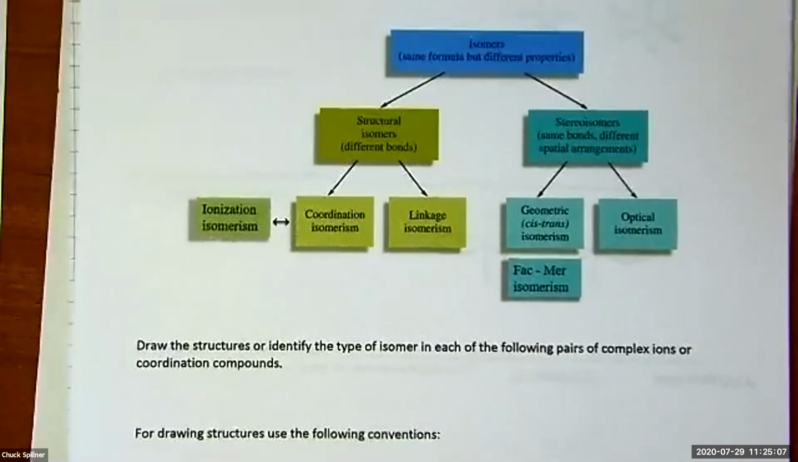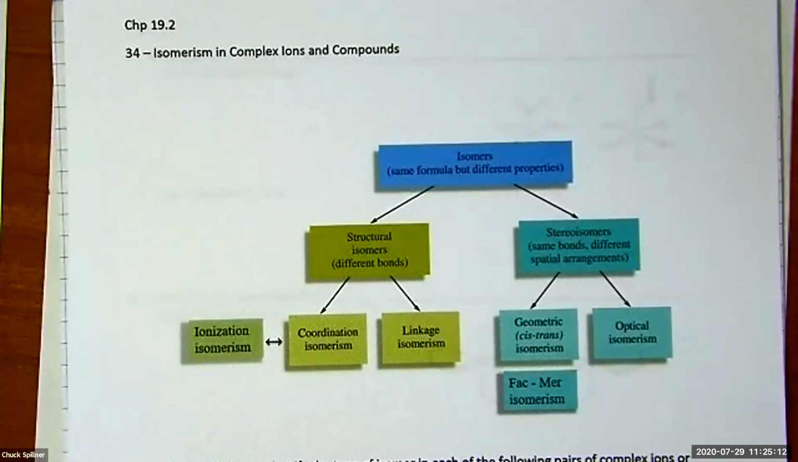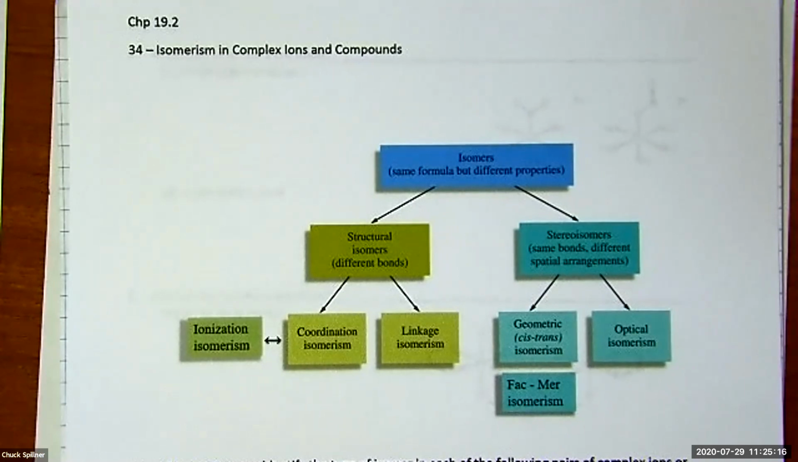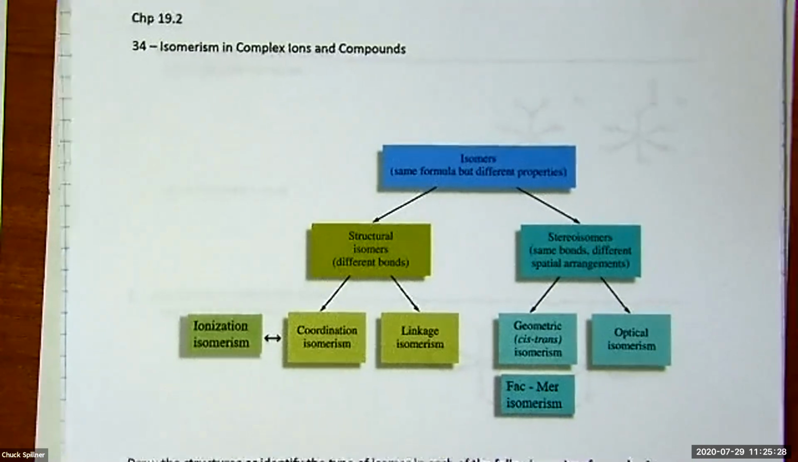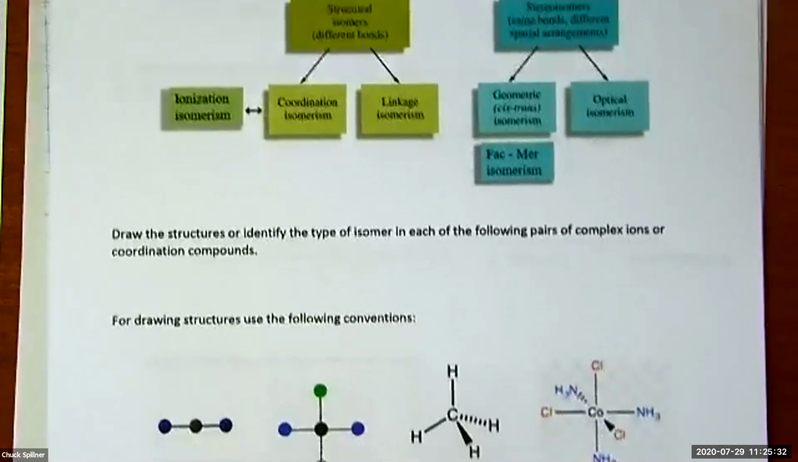So this is worksheet 34. I think this front page just explains something about isomers and the different geometric shapes that complex ions can have. I think this top part is pretty useful. You might want to keep this for when you're doing your homework or your exam. It's just a summary of what we talked about.